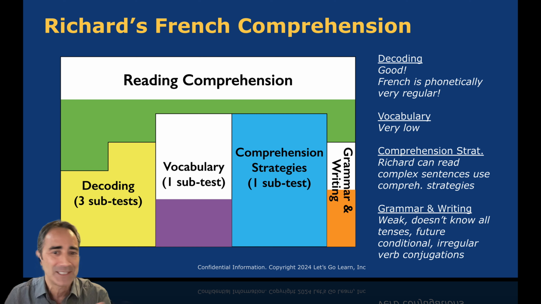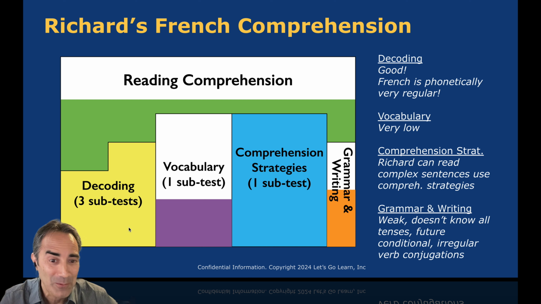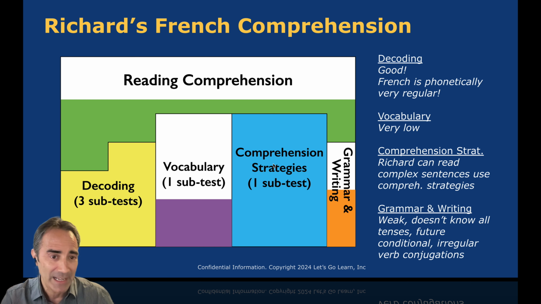Okay, so this is just an example. I took French many years ago, and I actually could decode quite well, but my vocabulary is so low that really I have almost no comprehension, right? If I don't know every fourth word, then my comprehension is really bad. But I do have good comprehension strategy skills because I read English well. I know how to infer. I know author's purpose. I know all these traditional strategies, right?